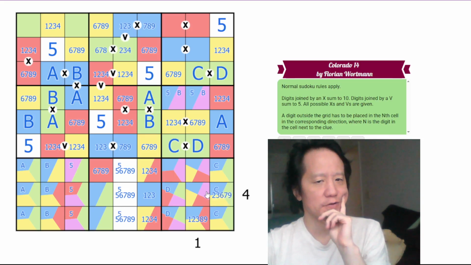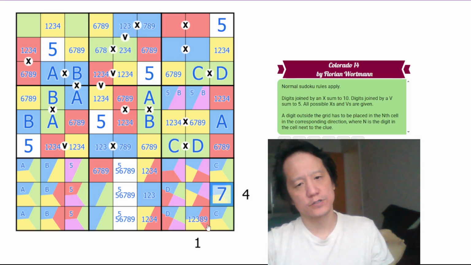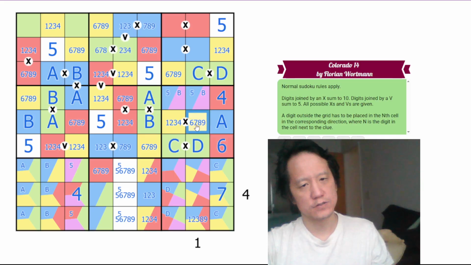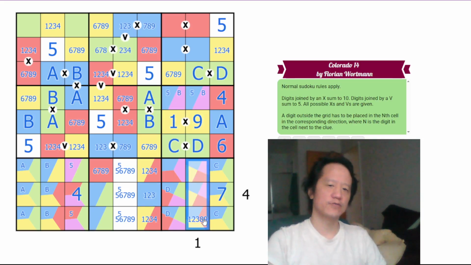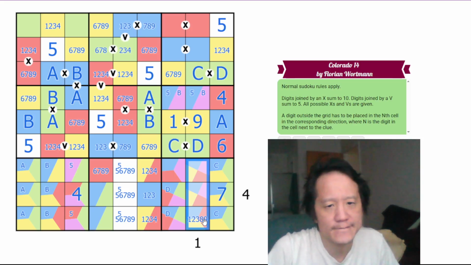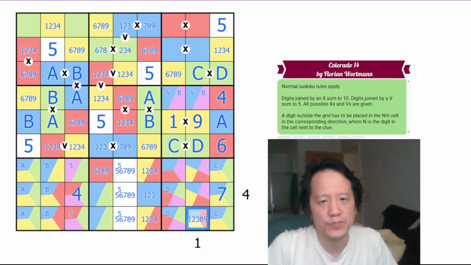If it's 7, it could be low red or green. Say it was low red, then this would be 4, 4, 6. So this would be 9, 1. And then this would be 2 or 3. 9, 1. So 1 would be yellow. So yellow would have to be one of these 3. So it'd be 1, 2, or 3 here. Okay, that seems okay.